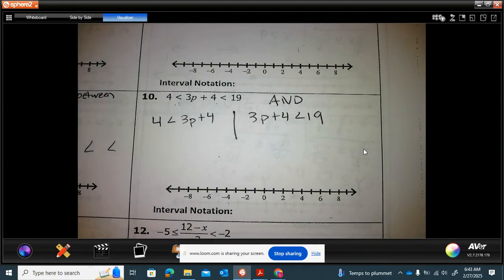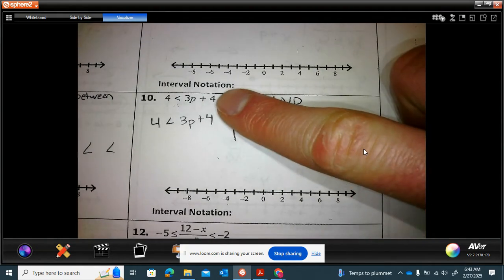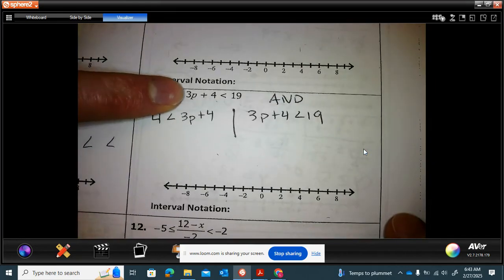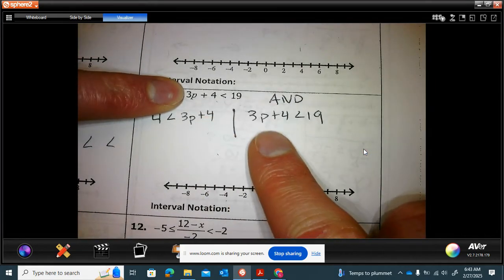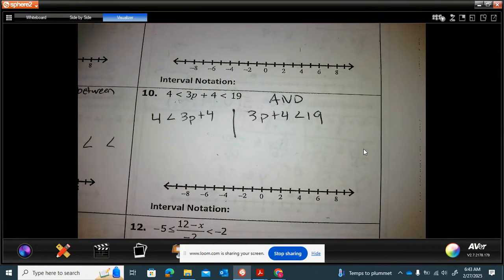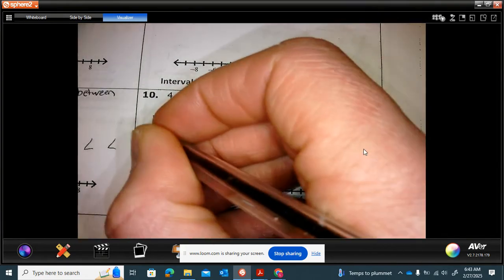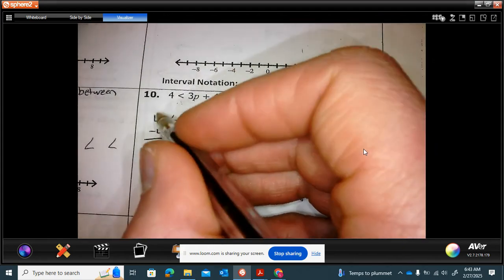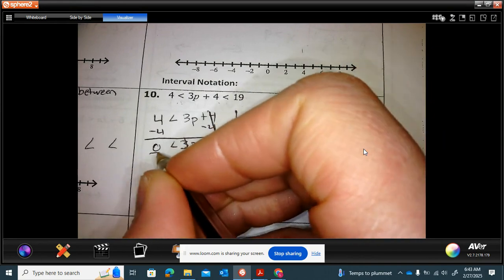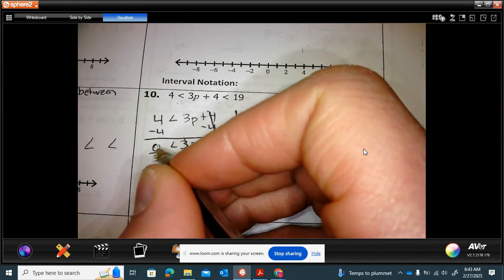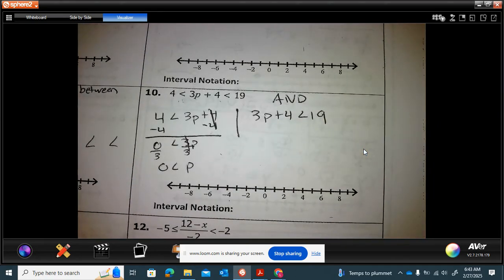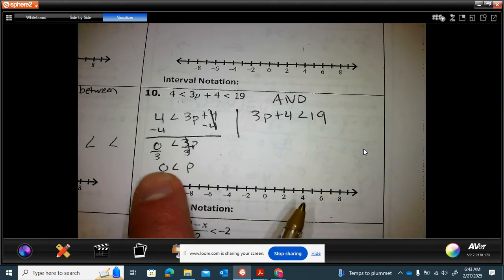So that's how I set it up every single time. Cover up the one at the end, do that first inequality. Cover up the one at the beginning, rewrite that inequality. So now I have two inequalities that I need to solve. And so I subtract 4, I get 0 less than 3p, I divide by 3. 0 divided by anything is just 0. No need to flip the sign. So we have p is greater than 0.